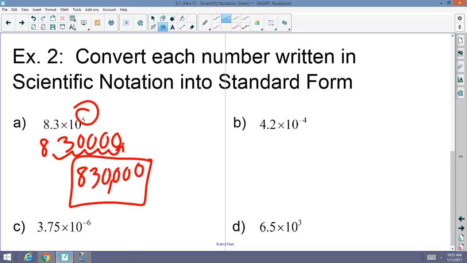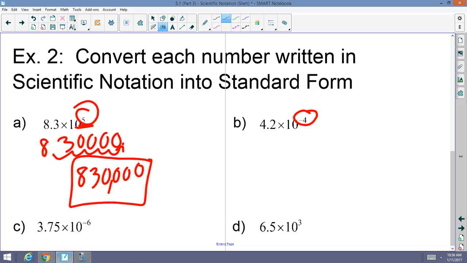If I'm going from standard form to scientific, the number is larger than 1, positive exponent. It's between 0 and 1, negative exponent. When I'm doing scientific to standard, just follow suit. If it's a positive exponent, you go to the right. Negative exponent, you go to the left.